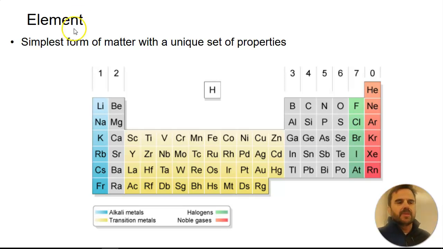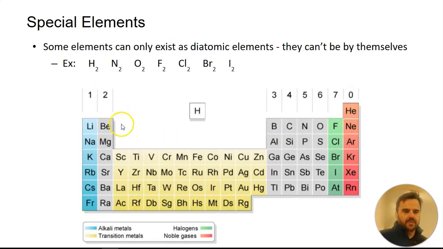So the first concept is an element. That's the simplest form of matter with a unique set of properties. Okay, and so we've talked about elements all along. Essentially, elements are single atoms, and when you break things apart chemically, eventually you're going to get to an element. And of course, the elements are all of what's listed on the periodic table. This is missing some of the elements in the two rows down below, but other than that, this has most of the elements in this picture.